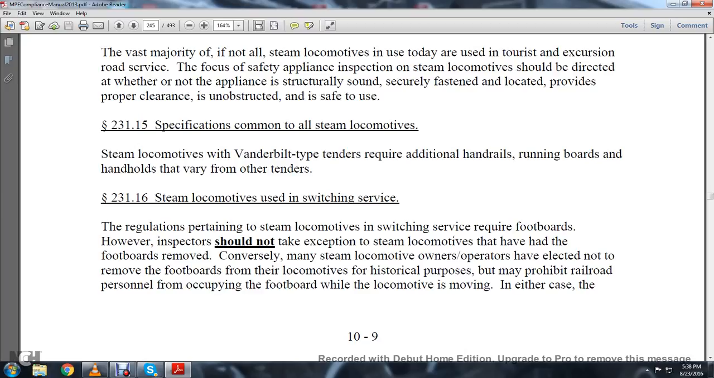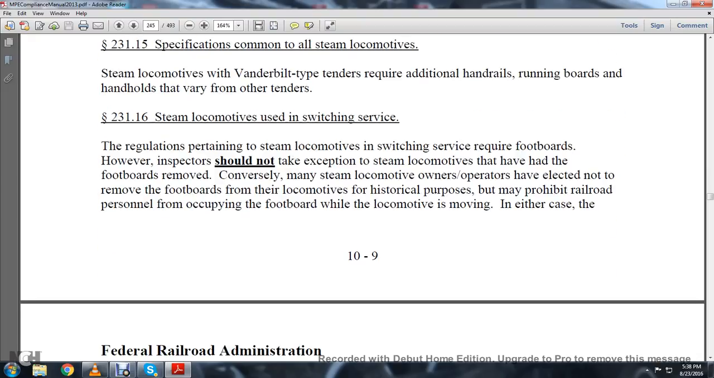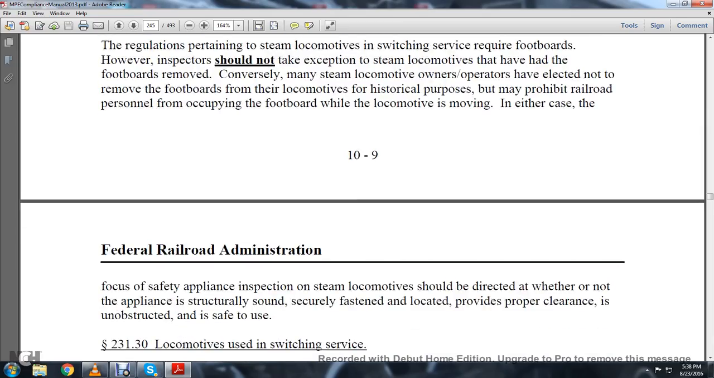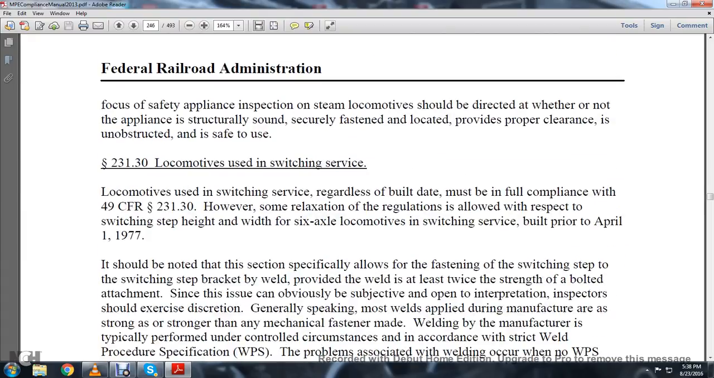Conversely, many steam locomotive owners and operators have elected not to remove the footboards from the locomotive for historical purposes. They may prohibit railroad personnel from occupying that footboard while the locomotive is in use. In either case, the focus of safety appliance inspection on the steam locomotive should be directed to whether or not the appliance is structurally sound, securely fastened, provides proper clearance, and is unobstructed and safe to use.